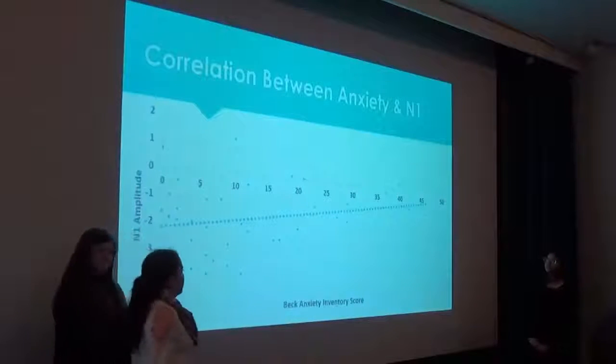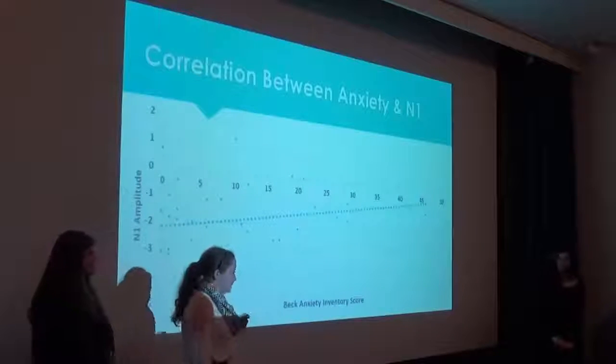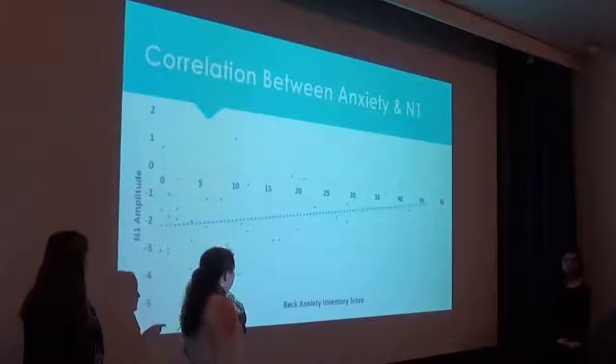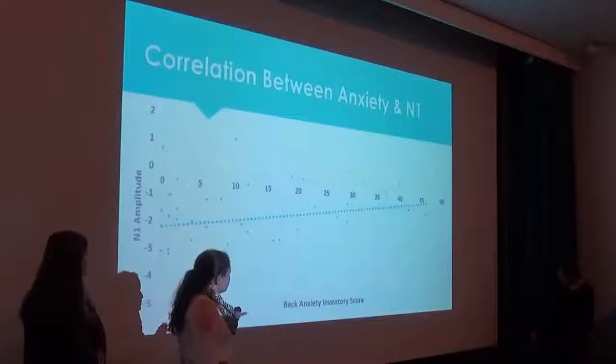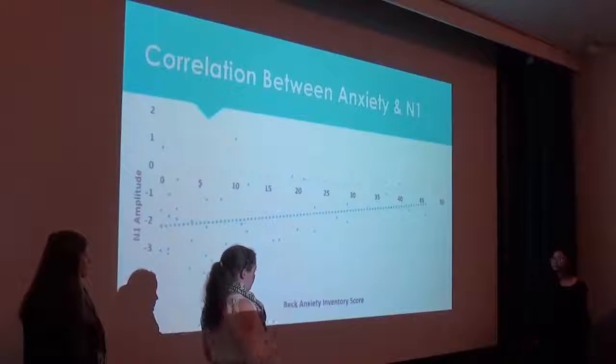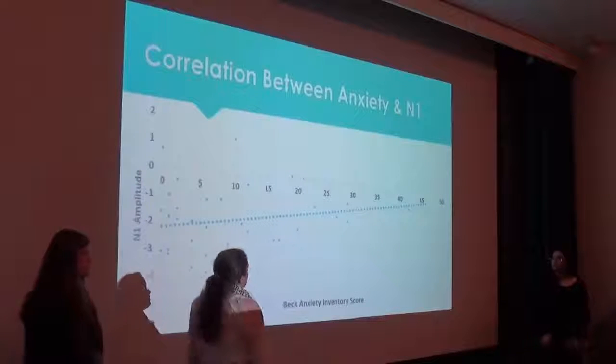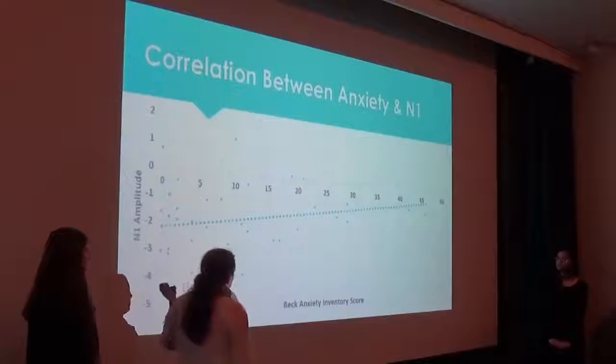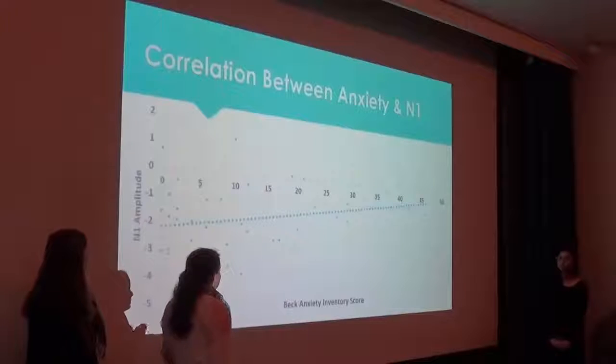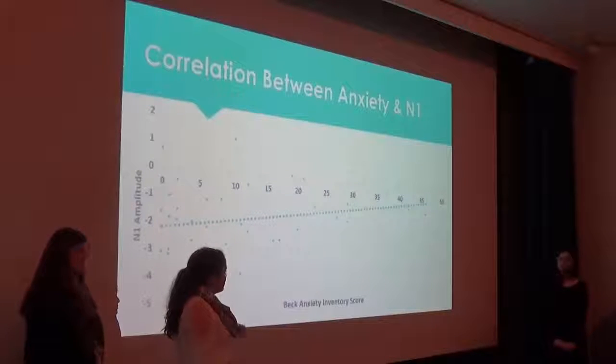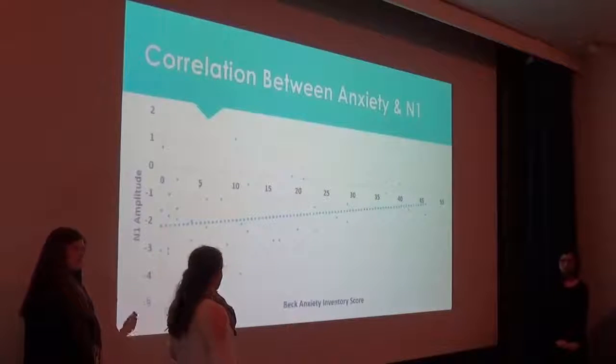As we mentioned earlier, we were looking at anxiety as well. As Kim mentioned, we looked at the Beck anxiety inventory. We use that to put a number with the anxiety level. In this graph, you can tell that there's a correlation between anxiety and the N1. As the Beck anxiety inventory score increased, so did the amplitude of the N1.